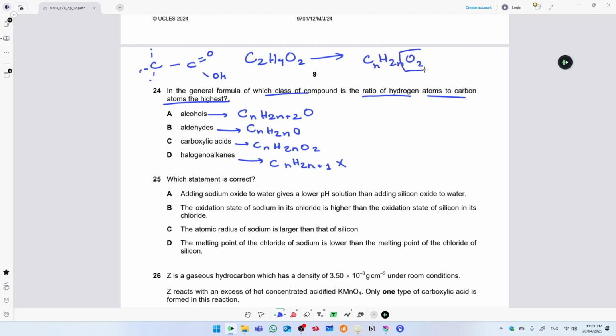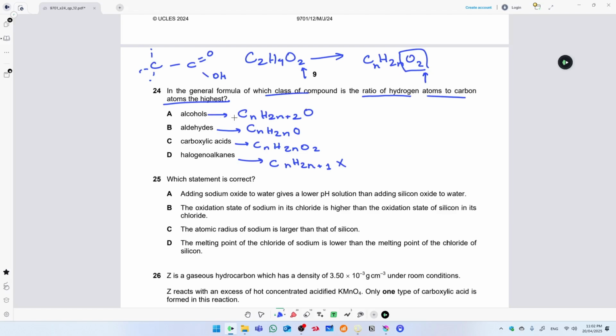CnH2n O2. But here's the catch. In carboxylic acid, you don't really simplify the 2 for the oxygen, since it's 2 in every carboxylic acid, unless it's like a diacid. But yeah, in the general formula it's just O2.